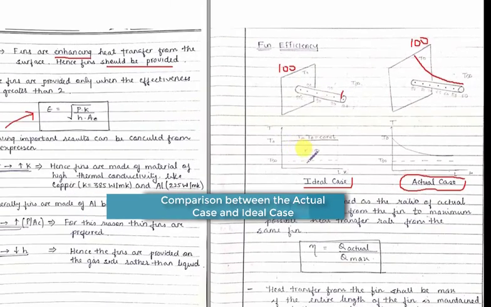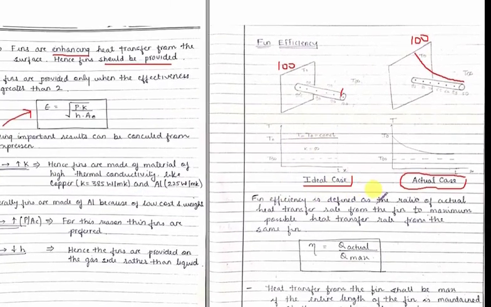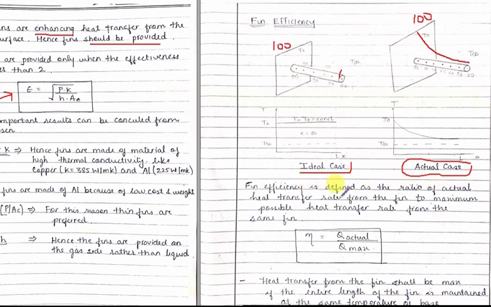So let's see the definition. The fin efficiency is defined as the ratio of actual heat transfer rate from the fin to the maximum possible heat transfer rate from the same fin. Maximum possible is the ideal case, that is Q actual divided by Q ideal. So when will there be maximum heat transfer? In the ideal case only. So efficiency is Q actual divided by Q maximum.